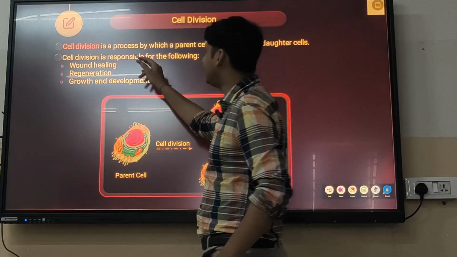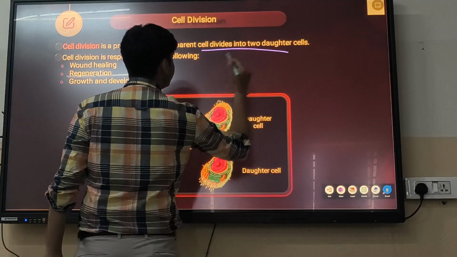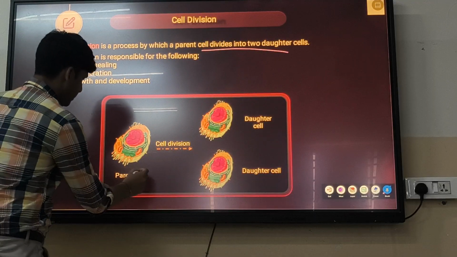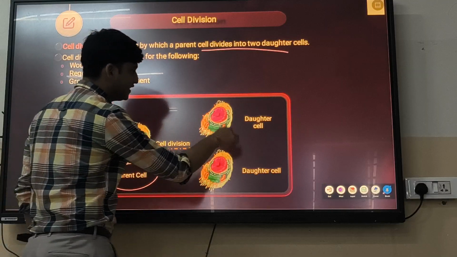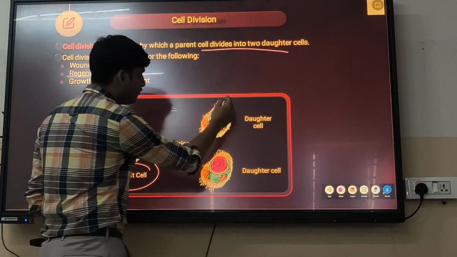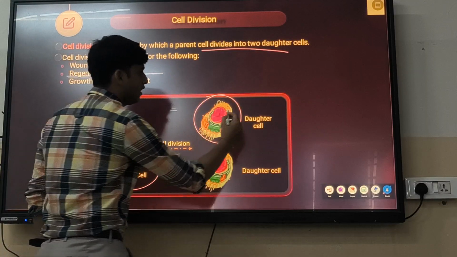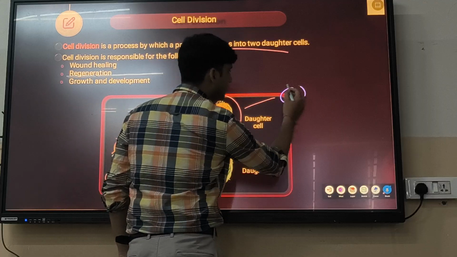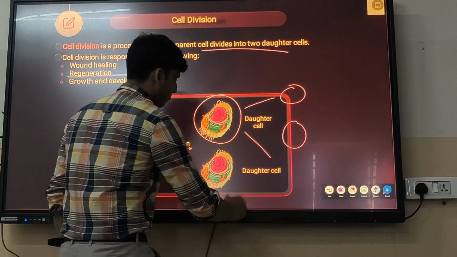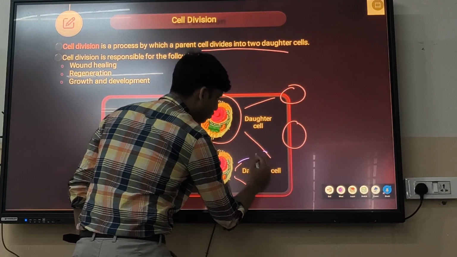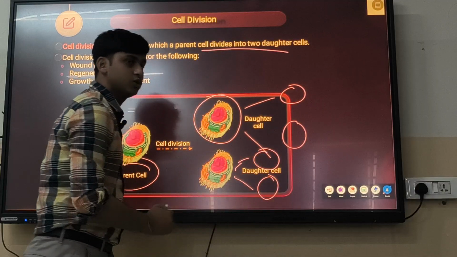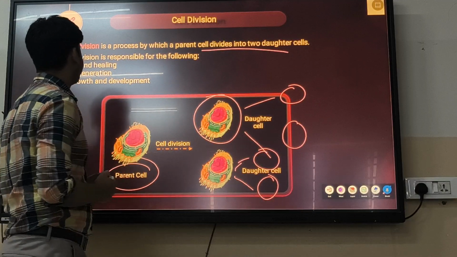It is a process by which parent cells divide into two daughter cells. See, from one cell, two cells are produced. Similarly, from this cell, again two new cells will be produced. From this cell also, two new cells will be produced. So, this process is known as cell division.